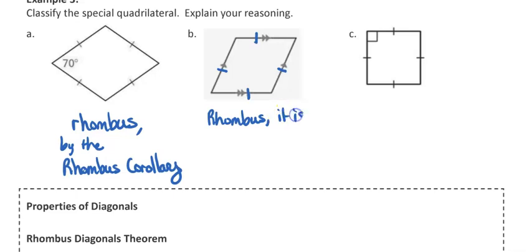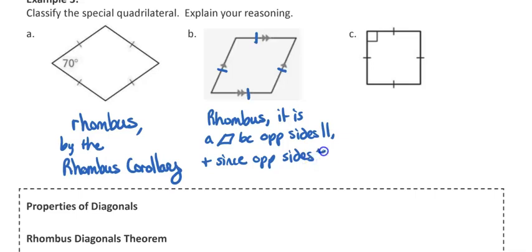All right, so it is a parallelogram because the opposite sides are parallel. And since opposite sides are congruent, and it already had those congruent markings, all four sides are equal. Well, or congruent. And so we can use the definition of a rhombus.